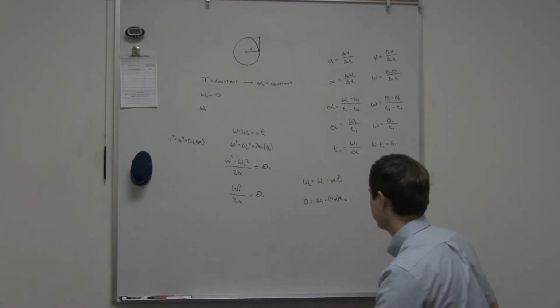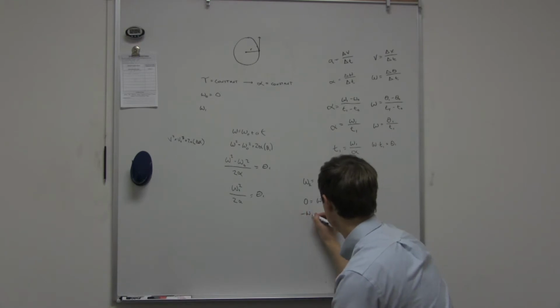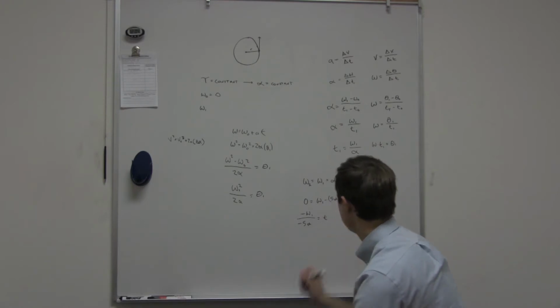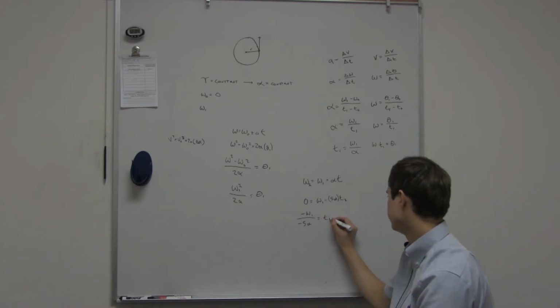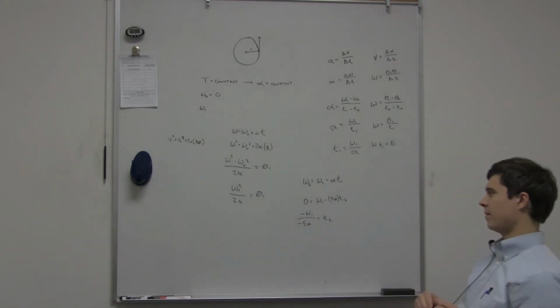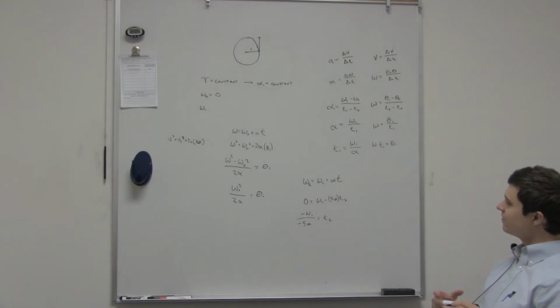So now we just need to get t by itself. So to do that, we would have negative omega 1 divided by negative 5 alpha equals t2. Yeah, I think I feel pretty good about that. Does that make sense? Well, I guess I'll make sure it's right before we figure out why it makes sense.